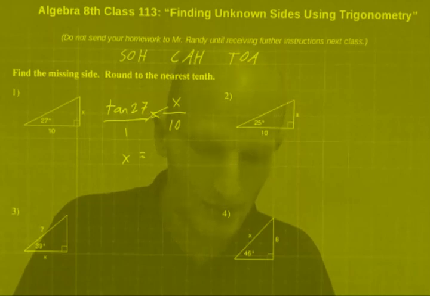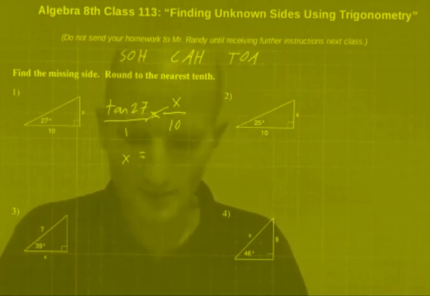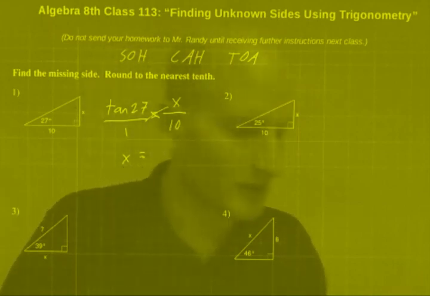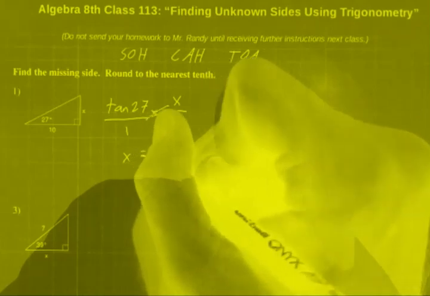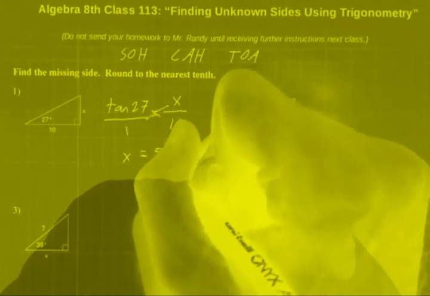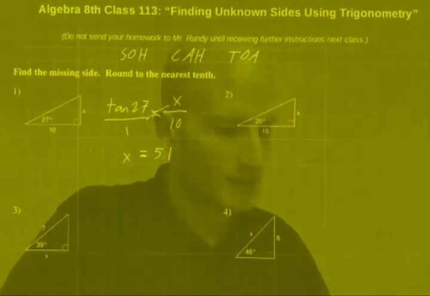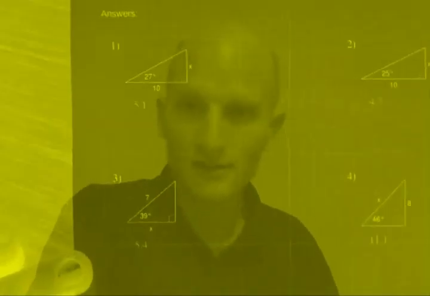So in your calculator, make sure you're in degrees mode. Tangent of 27 in parentheses times 10, and you get 5.095. So rounded, that's 5.1. And the answer is, in fact, 5.1. Boom, number 1 finished.